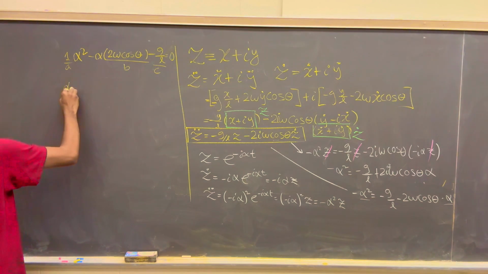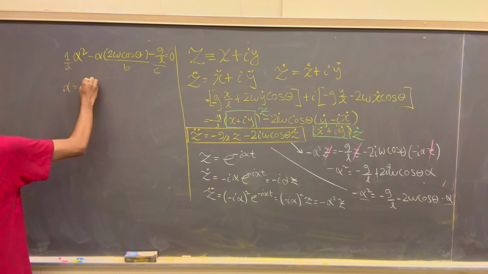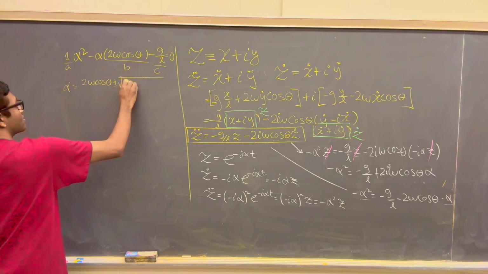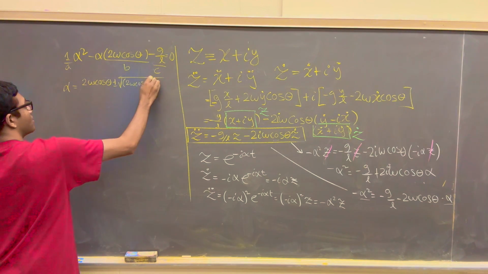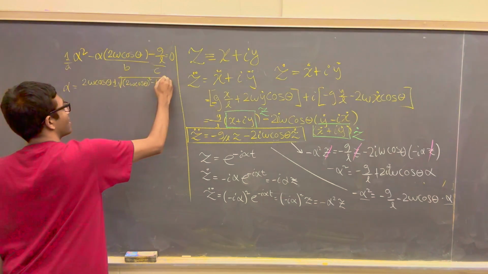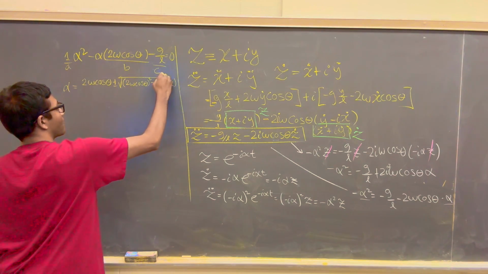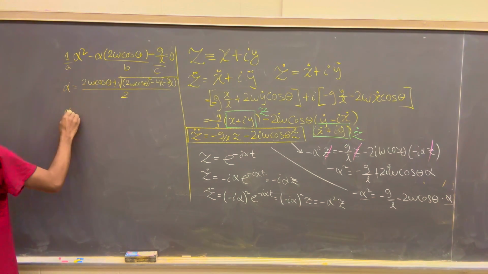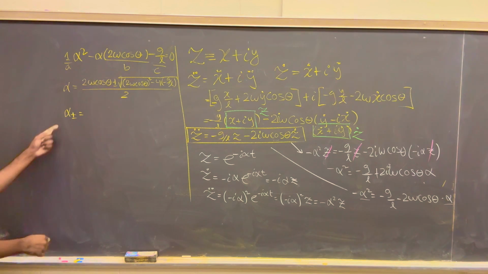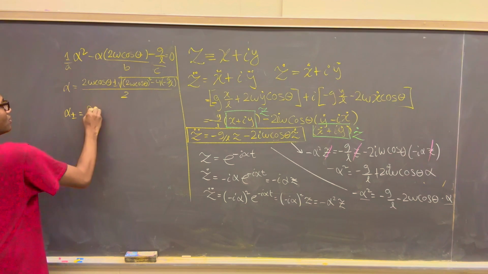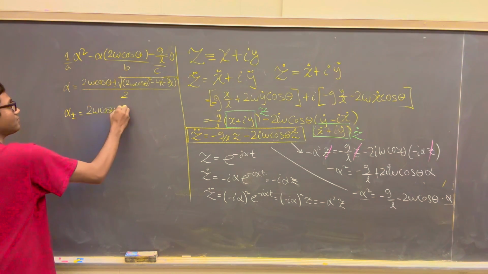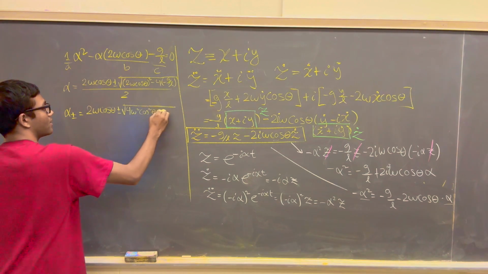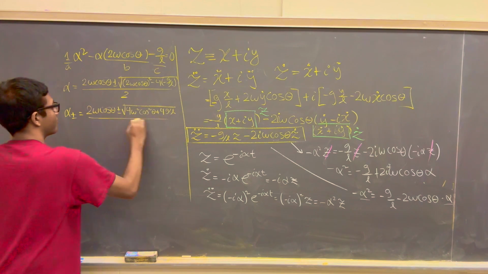So here alpha is going to equal minus B, so that's going to be 2 omega cosine theta, plus or minus the square root of B squared, which is 2 omega cosine theta squared, minus 4A, which is 1, times C, which is minus g over L, all over 2A. 2A, of course, is simply 2. So that means alpha has two roots, right? It has a positive and negative solution. And that's going to be 2 omega cosine theta plus or minus the square root of 4 omega squared cosine squared theta plus 4g over L, all divided by 2.